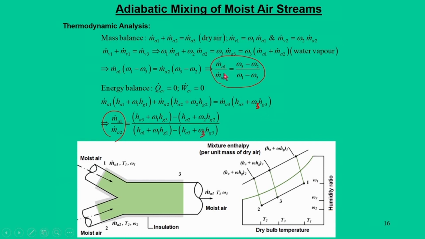So, ultimately we can use these relations, and we will find that the masses of air 1 and 2 form a ratio with respect to the enthalpy values at different states, and this linear relation proves that the point 3 will always lie on this straight line.